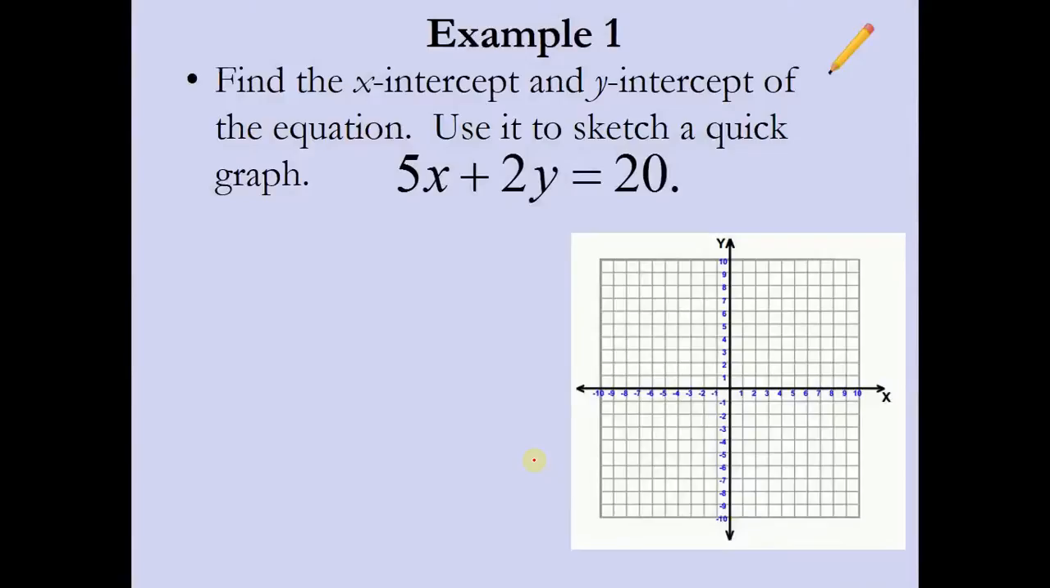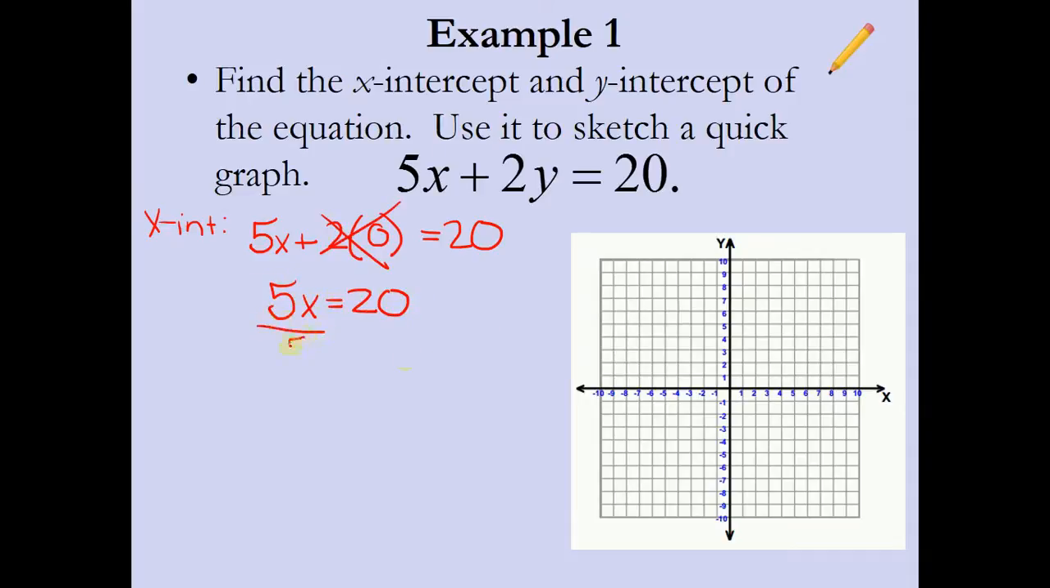Let's try an example here. So I have 5x plus 2y equals 20. Let's find the x-intercept first. So off to the side here, so I pay attention to my work, I'm going to put x-intercept. And I'm going to plug in 0 for y. Since I am finding the x-intercept, you're going to plug in 0 for y. So it's going to look something like this. 5x plus 2 times 0 equals 20. Now, notice that's going to cross off. So I get 5x equals 20. If I solve for x here, divide by 5, I'll get x equals 4.